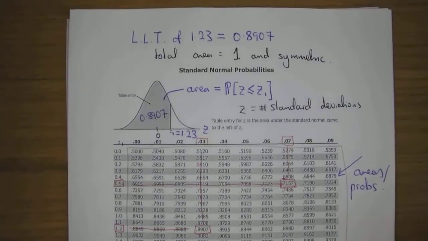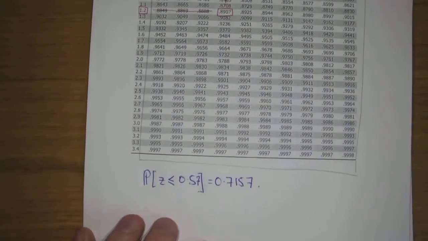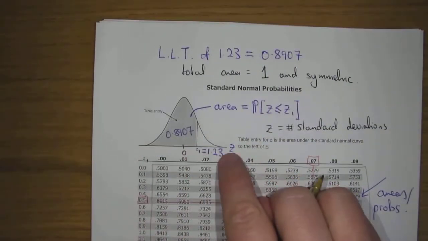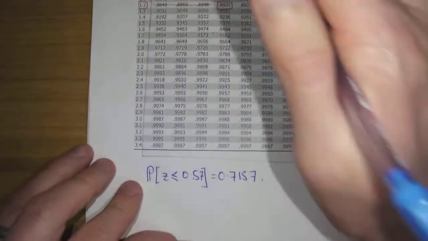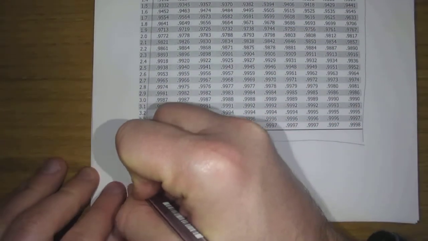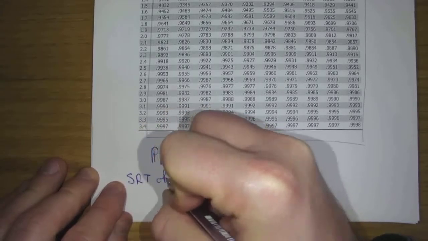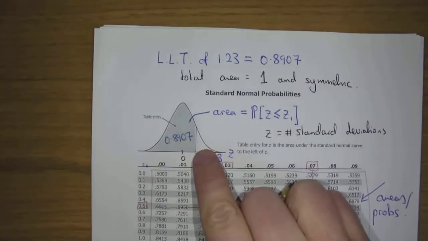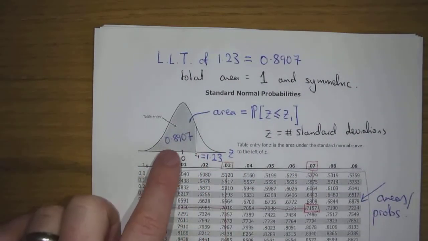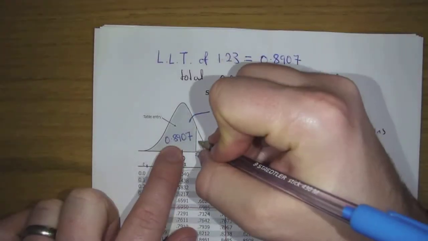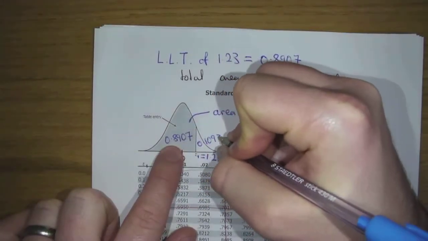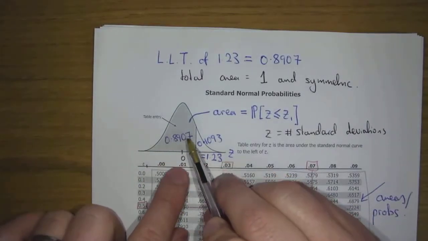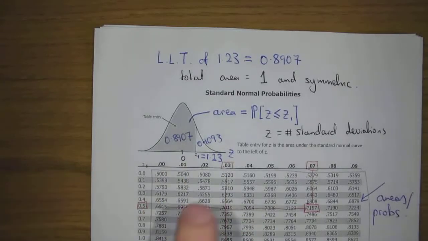Now what symmetric means, and we'll probably see it in questions, but say for argument's sake, the short right tail of plus 1.23. So that would be this area here. Now, how would you find that little area there? Well, you'd have to do 1 minus this, which is 0.1093. So if you know the long left tail, you can find the short right tail by doing 1 minus that, because they have to add up to 1.